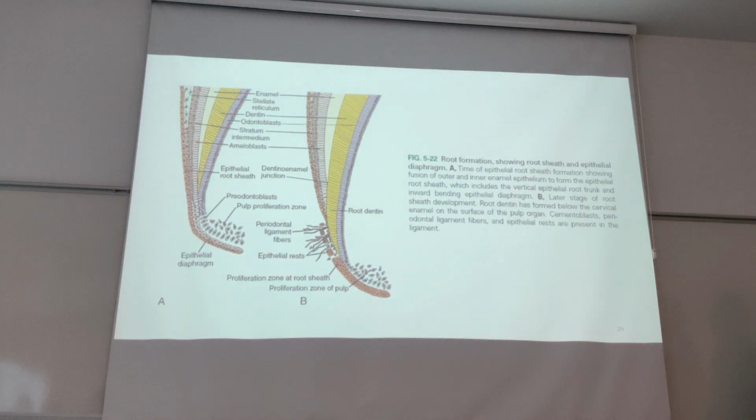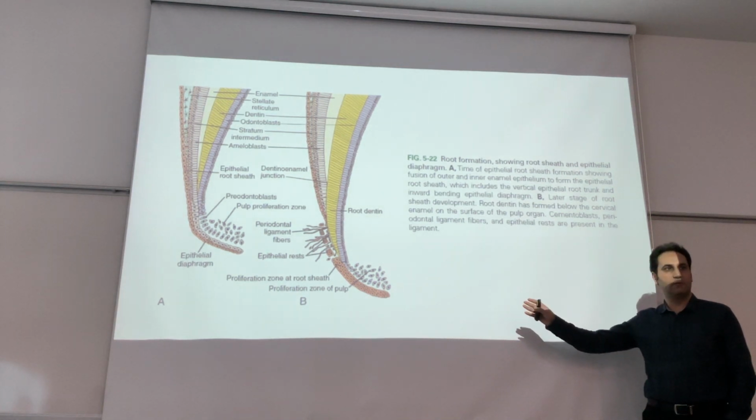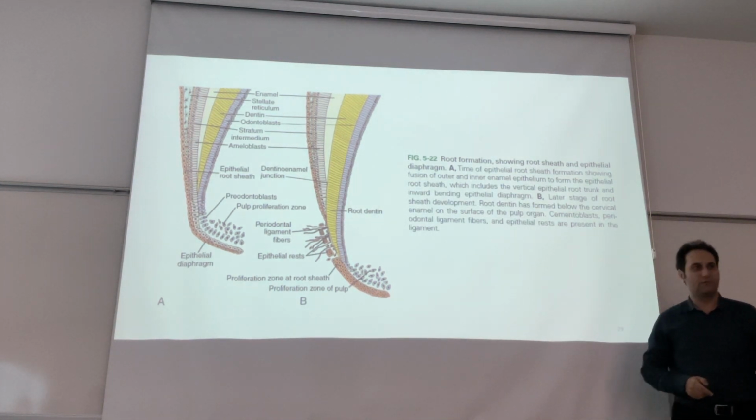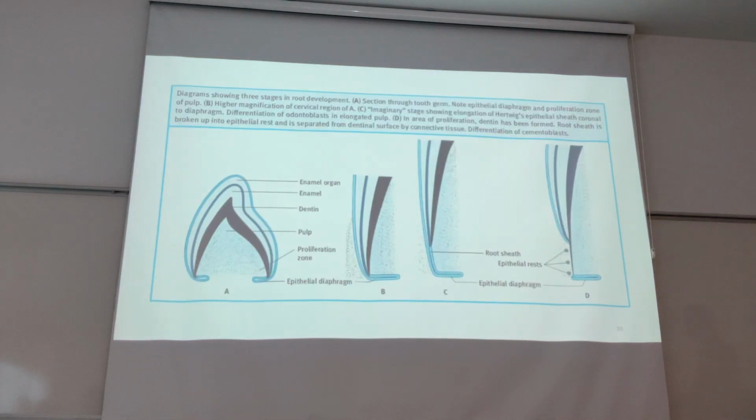Now, guys, we're going to continue from root again. Here you can see root development in the end piece of Hertwig's epithelial root sheath in this part. And you can see the same structure. Look at here. In the root part, as you can see, the Hertwig's root sheath goes to the inner side. Here you can see the three-dimensional structure.